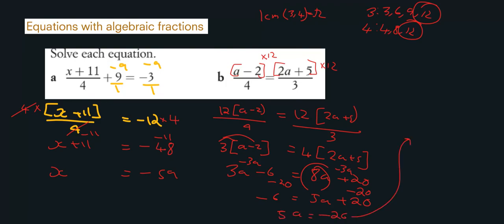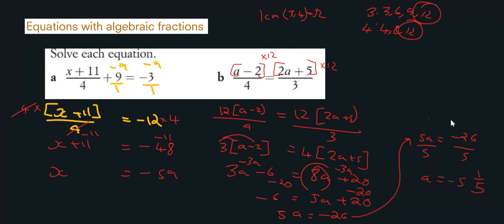I'm going to do this up here. 5a is equal to negative 26. Divide by 5 both sides. So we get a is equal to negative 5 and a fifth. And let's double check to see what we've done here. And double check my battery.